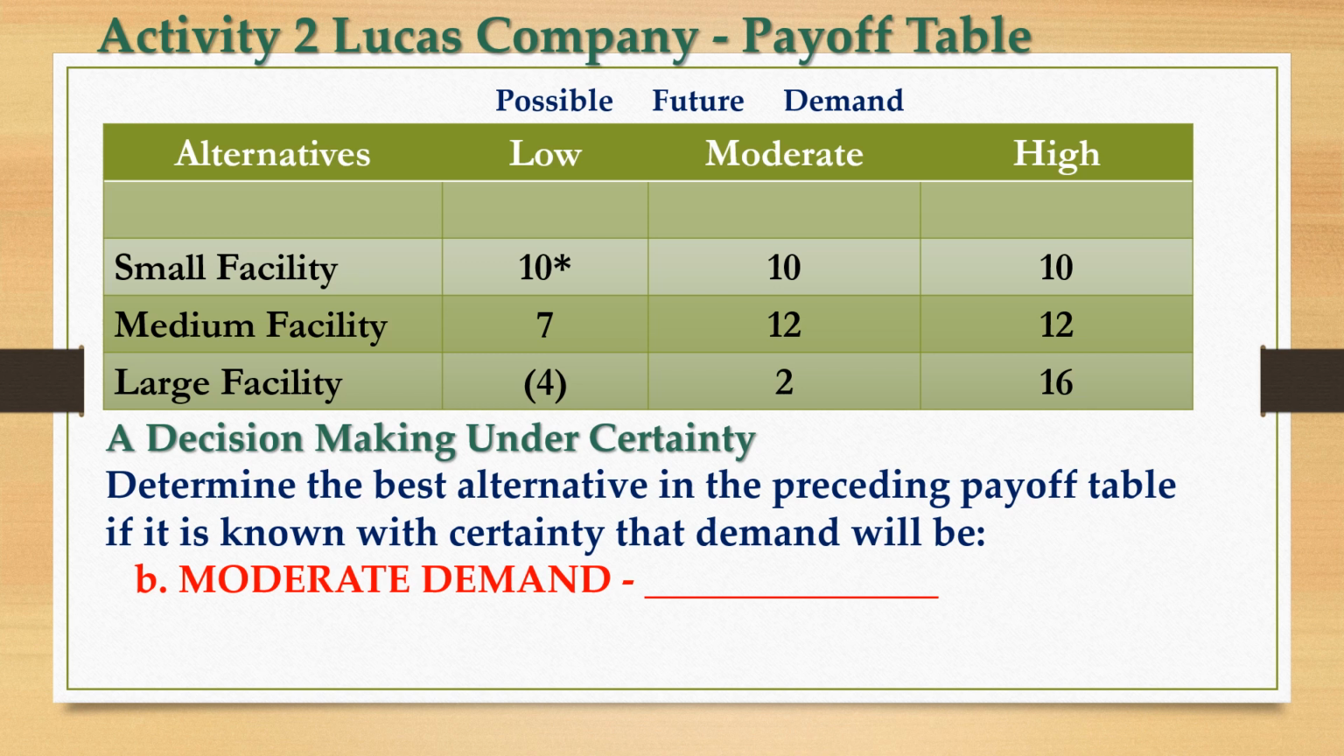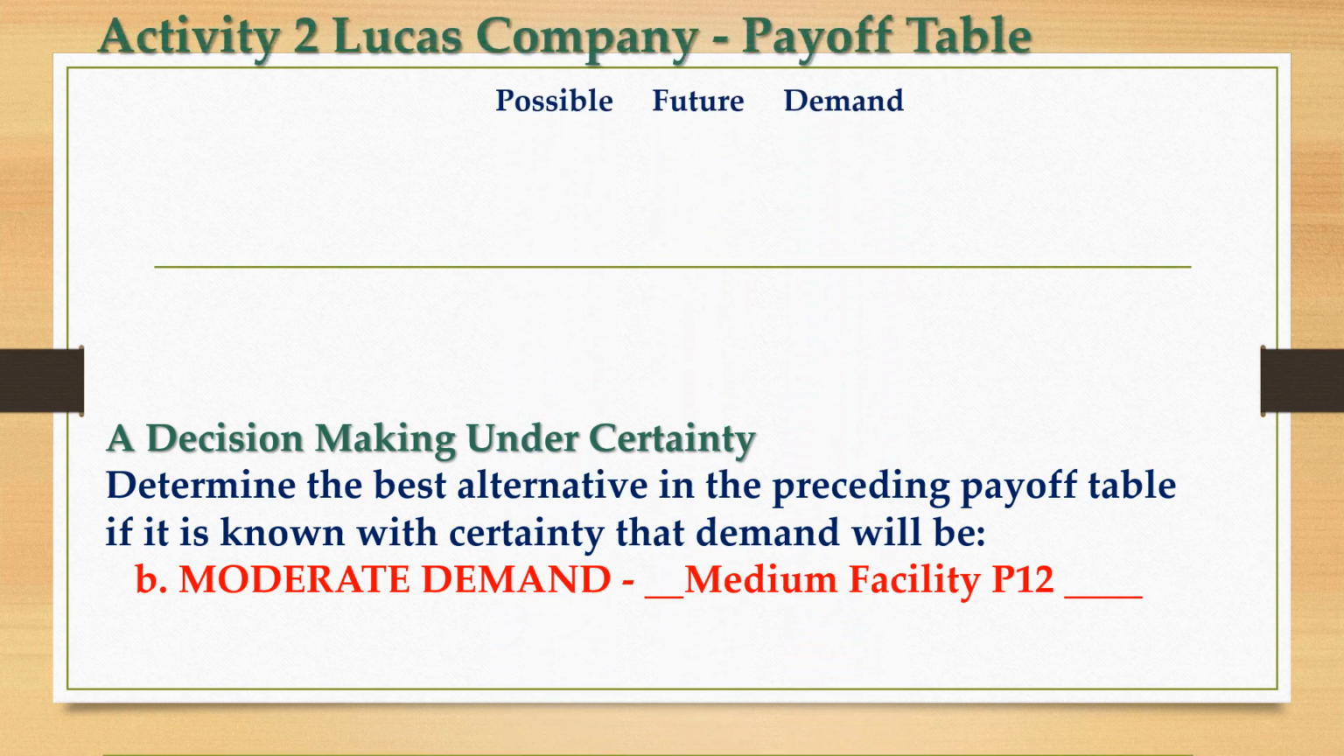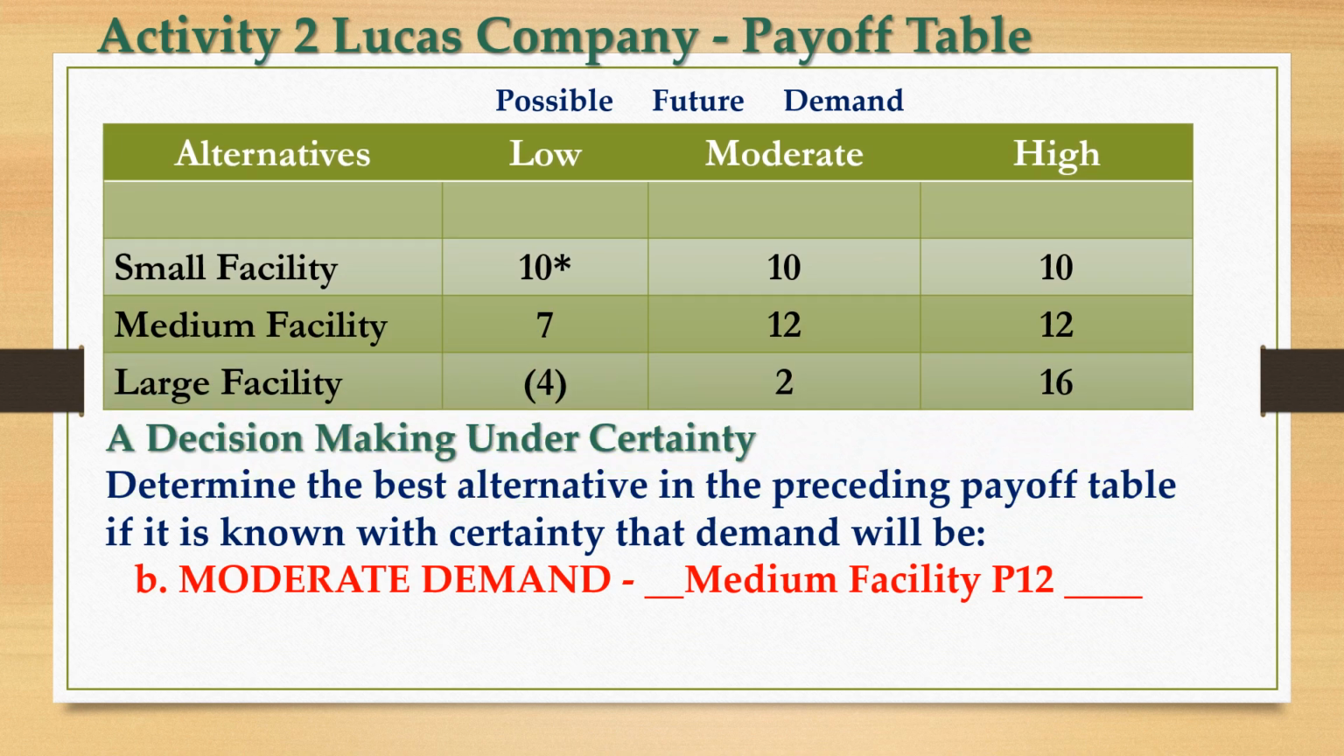Look at again, 10, 12, and 2. What is the highest amount? Then choose the alternative that corresponds to the highest payoff. Write it down now. If this is your answer for letter B of requirement A, under moderate demand, the highest payoff is 12 million pesos and that corresponds to medium-sized facility, your answer is correct. Give yourself 2 points for that.